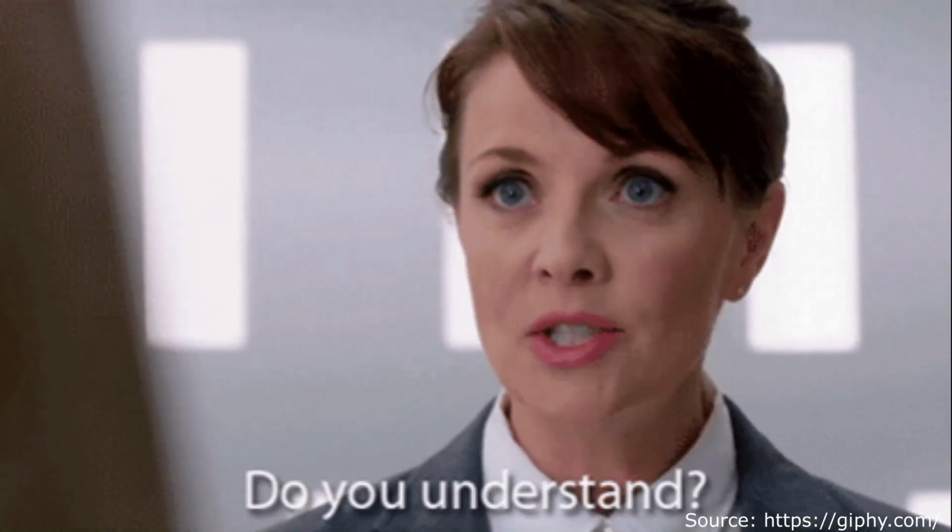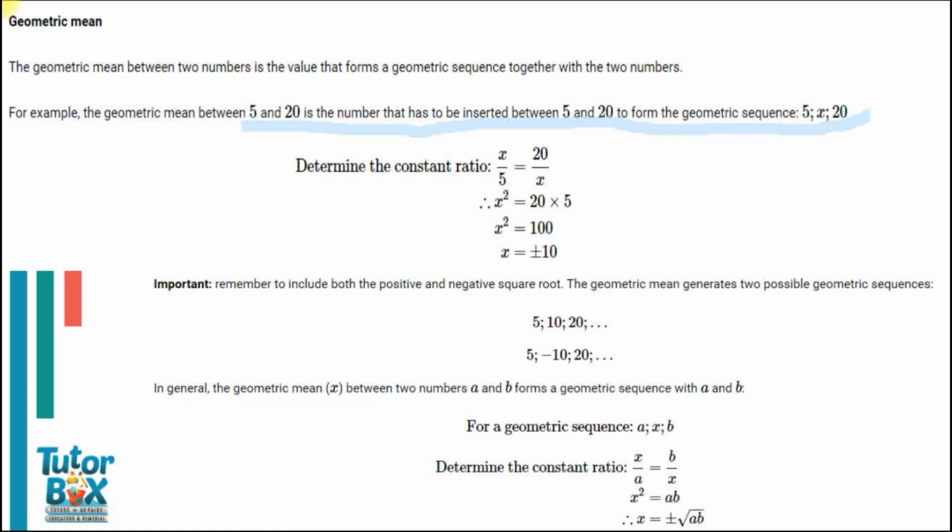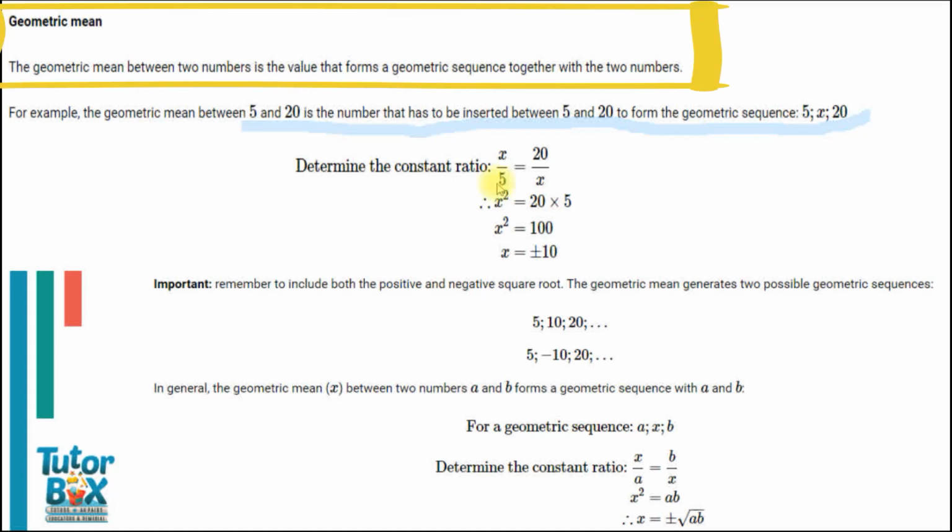So geometric mean: the geometric mean between two numbers is the value that forms a geometric sequence together with the two numbers, right?